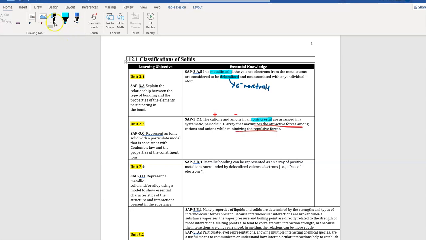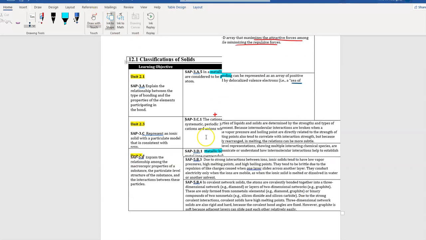Metallic bonding is the next one, and it's going to go into more detail. Metallic solids can be represented as an array of positive metal ions surrounded by delocalized valence electrons. And we usually call these delocalized, aka electrons free to move, the sea of electrons model. And you'll see tons of pictures in the notes of what this stuff looks like. Because you're like, what does this look like? What do you mean, like 3D array? What do you mean, sea of electrons? Trust me, it's coming.